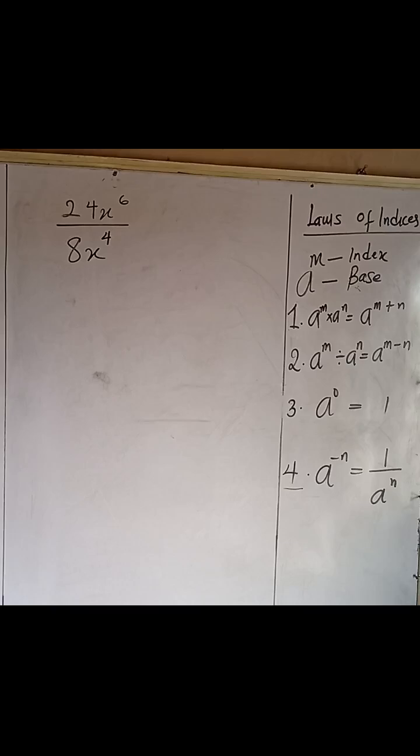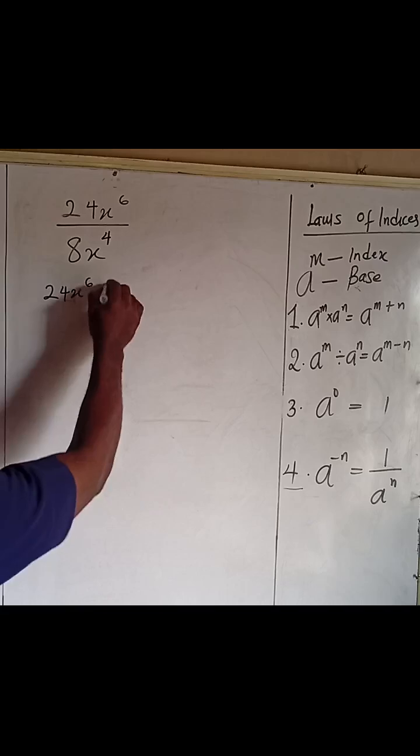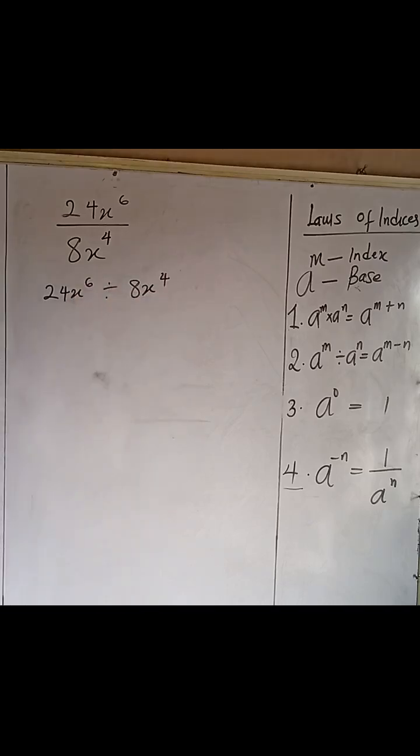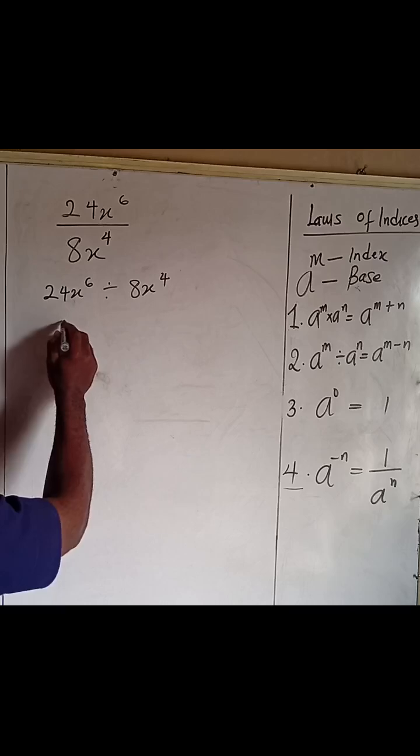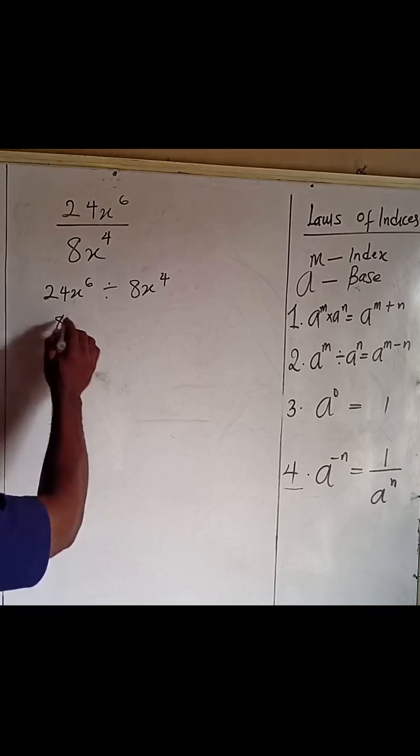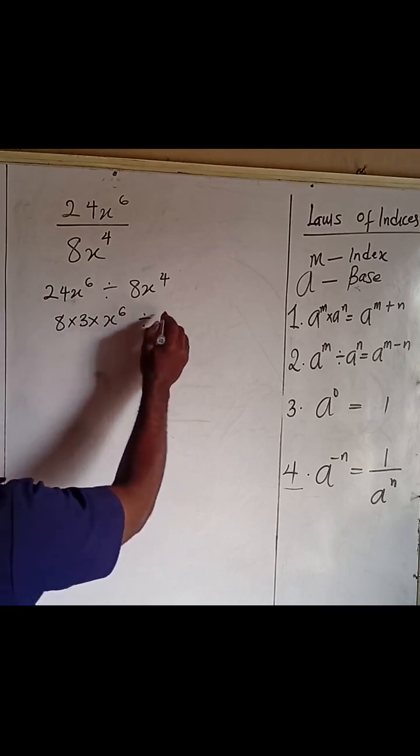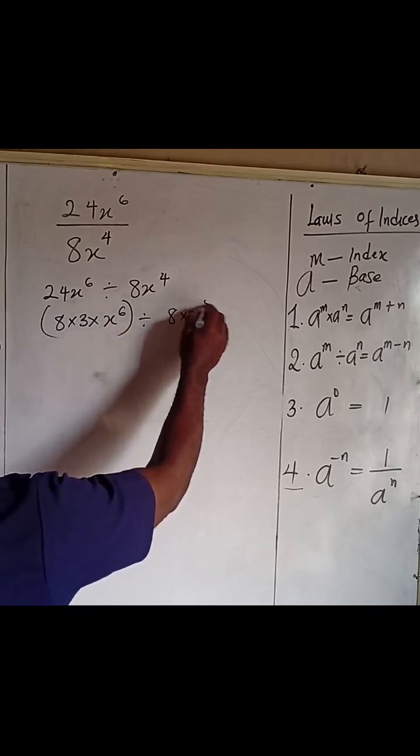Another example is this. This one also has a coefficient, for the second law. You can rewrite it to have 24x raised to power 6 divided by 8x raised to power 4. In that case, you can decide to write 24 as 8 times 3, times x to the power 6, divided by 8 times x to the power 4.